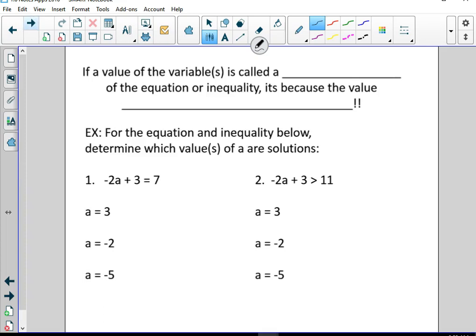All right. The value of the variable is called a solution of the equation or inequality because the value makes the equation or inequality true. And if you want to write the words, I just use the symbols. It makes the equation or the inequality true. So a solution makes a true statement.